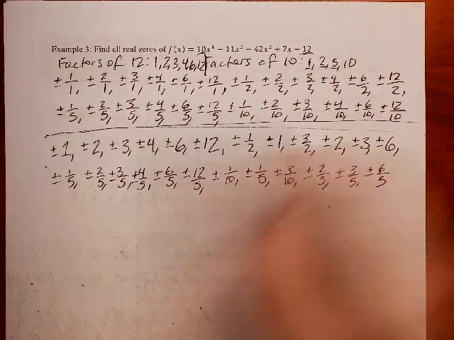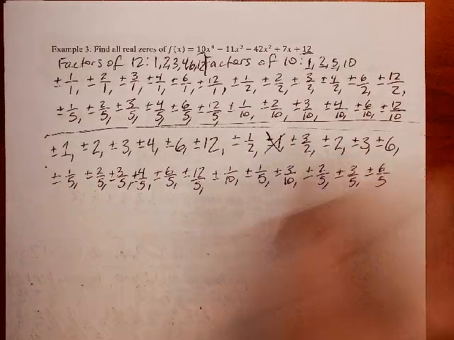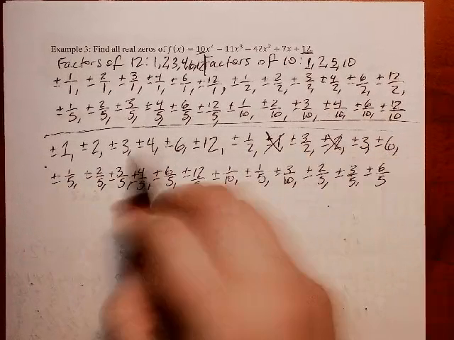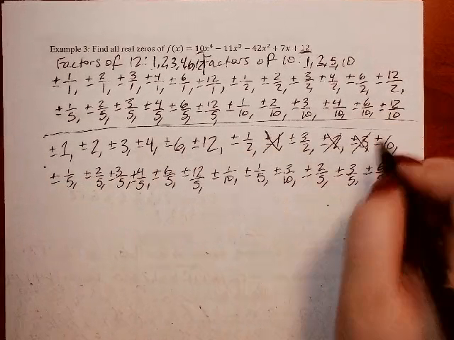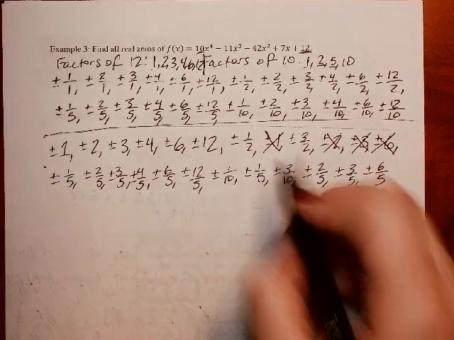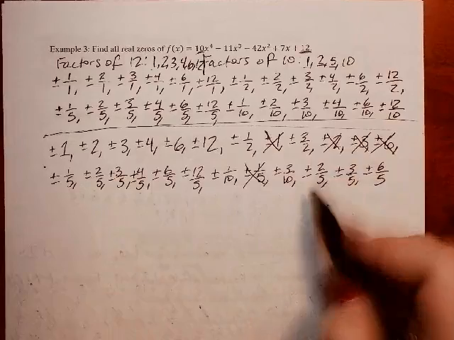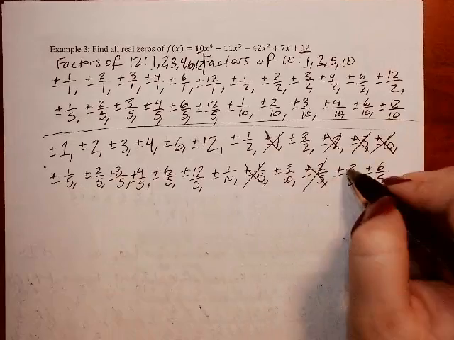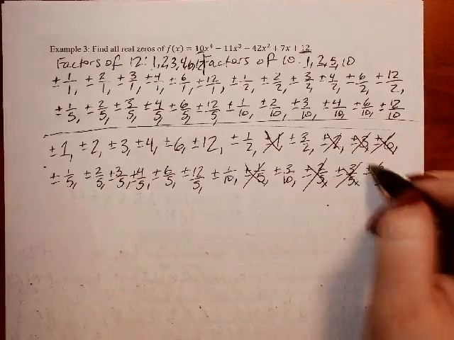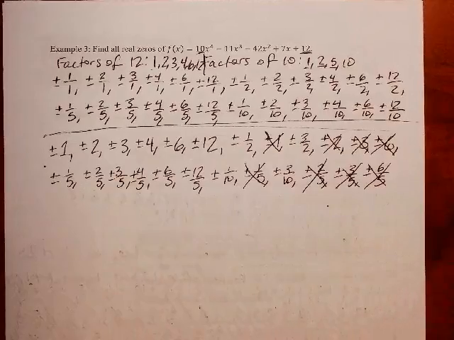So I got 1s here and here. Got 2s here and here. 3, 6. And then 1/5, 2/5, 3/5, 6/5. I think that's it.